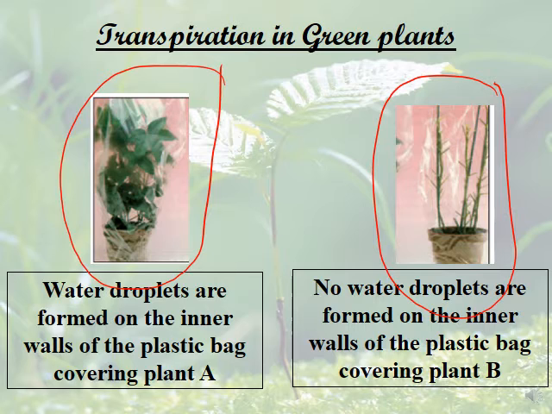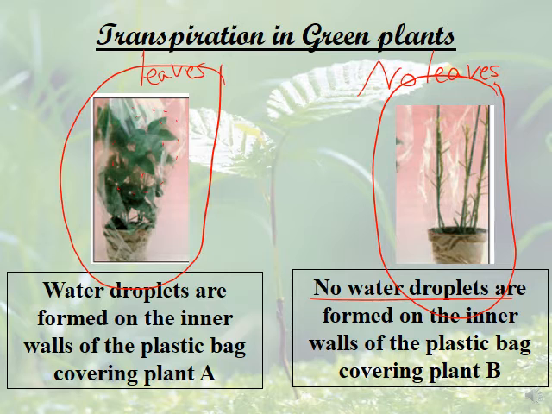But wait a minute, let's look at these two plants, plant A and plant B. So what is the variable factor? The variable factor: here we have leaves in plant A, while in plant B, no leaves. So here, after about 5 to 10 minutes, water droplets are formed on the inner wall of the plastic bag. However, no water droplets are formed on the inner wall of the plastic bag covering plant B.